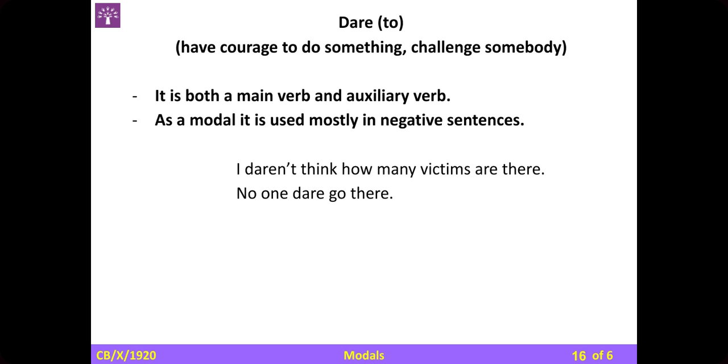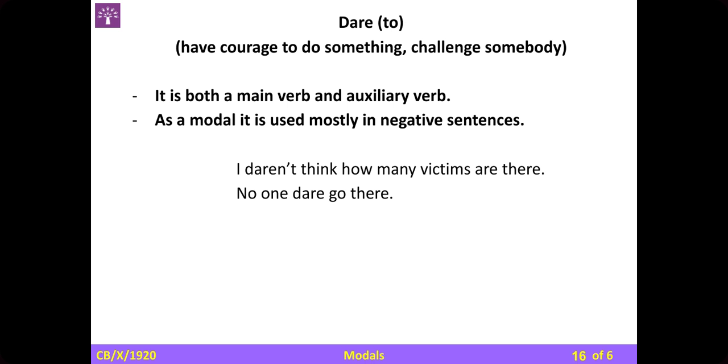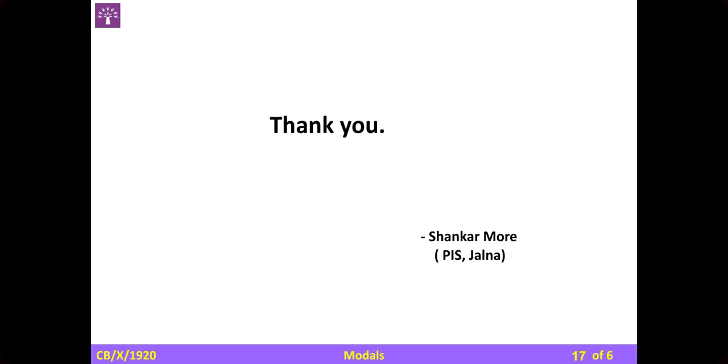Dare to. This is a modal, or one of the semi modals. Why are they called semi modals? Because they are also used as main verbs. Dare to, what's the meaning of that? Have courage to do something or challenge somebody. So it is both a main verb and an auxiliary verb. As a modal, it is used mostly in negative sentences. I daren't think how many victims there are. No one dare go there.